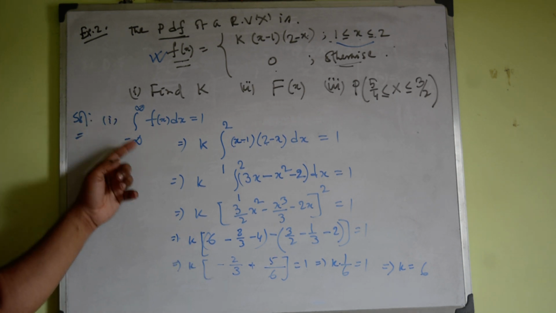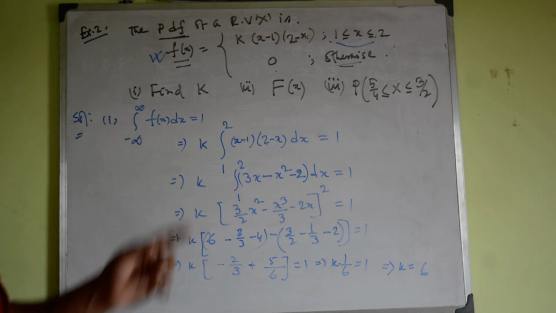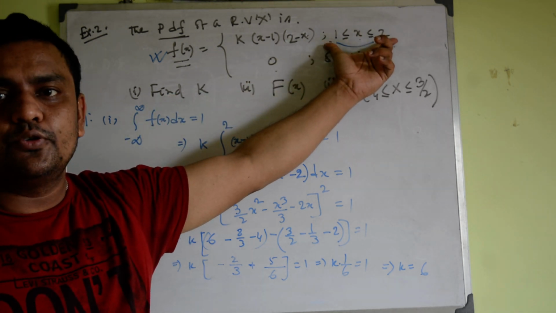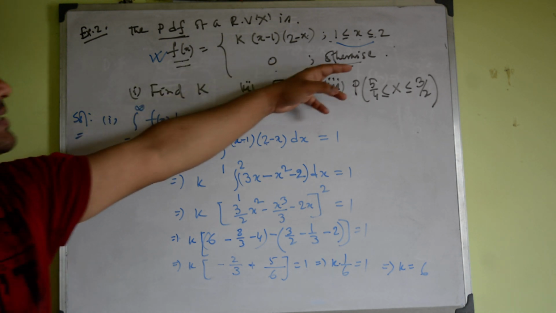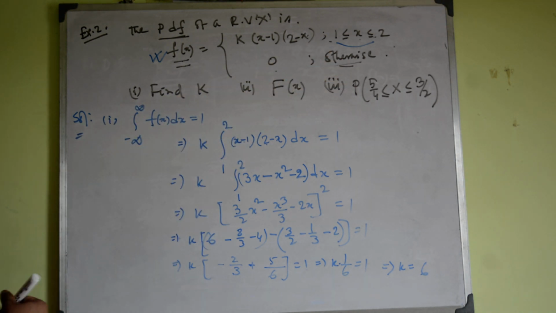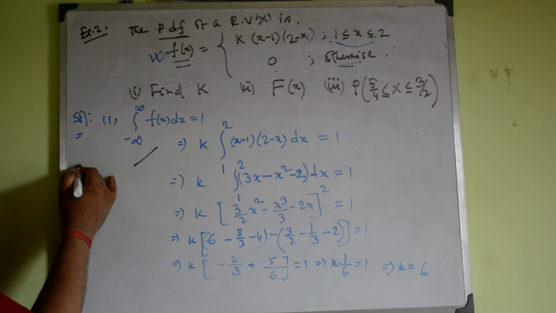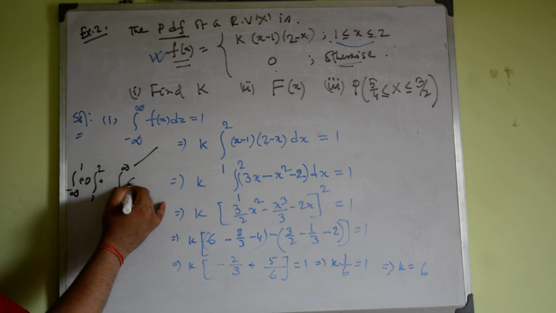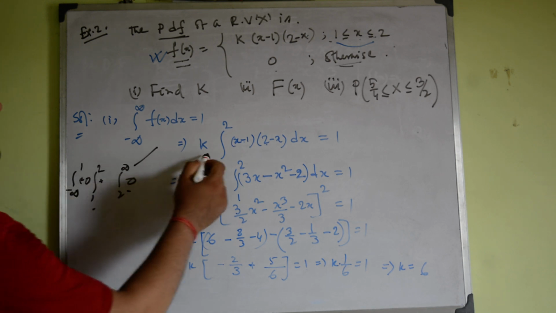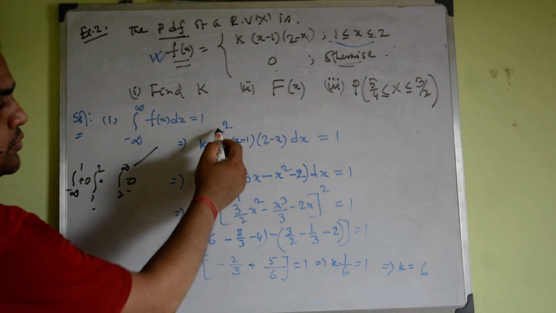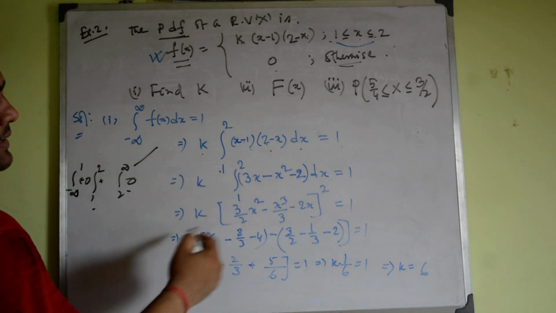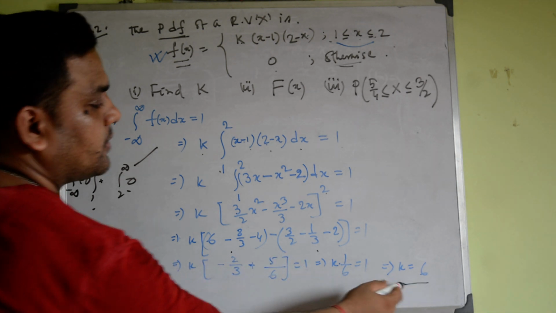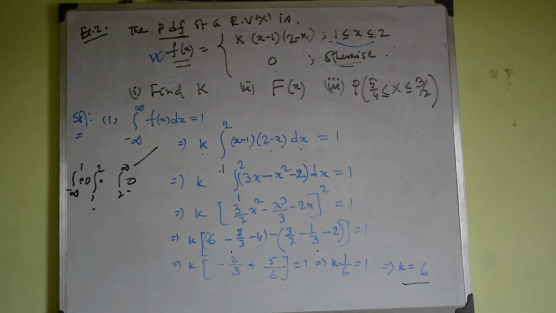But here density function is given, so we just apply the formula minus infinite to plus infinite f(x) dx equal to 1. Now split minus infinite to plus infinite into minus infinite to 1, 1 to 2, 2 to infinite, because here the x range is 1 to 2 and elsewhere 0. Here and here the value is 0. So you can directly write k into, k is constant, 1 to 2 (x minus 1)(2 minus x) dx. Then simple integration, put the upper limit minus lower limit, and you will get k equal to 6.